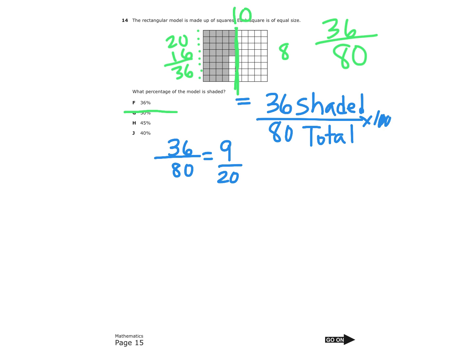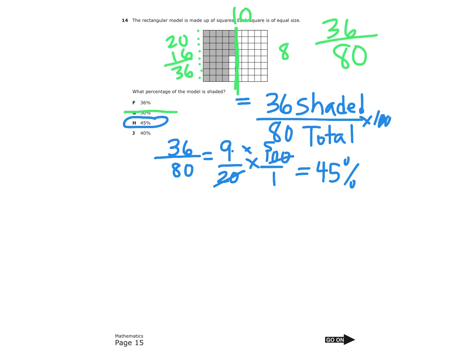36 out of 80 is the same thing as 9 out of 20, and then I can multiply this by 100 to change to a percent. And 20 goes into 100 5 times. 9 times 5 is what? 45%. Now we did say that the answer has to be less than 50%, just a little bit less, so the answer was H. So for number 14, the answer was H, 45%. Okay, and that gives us the correct answer.